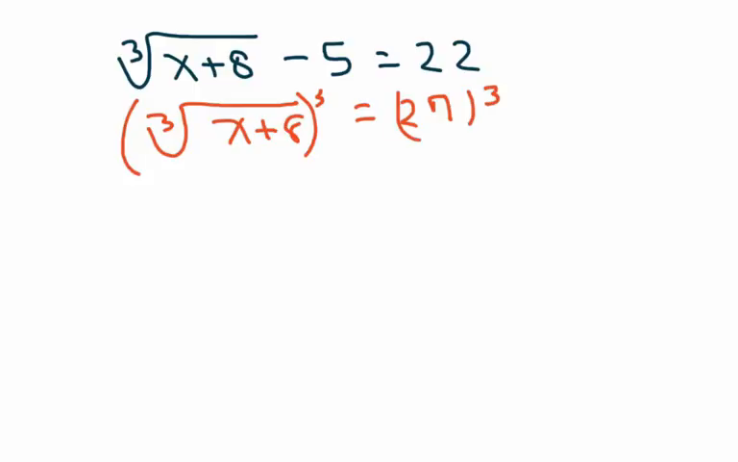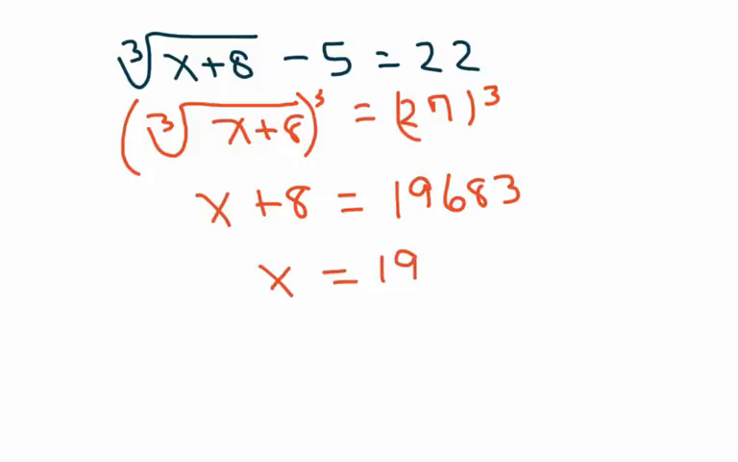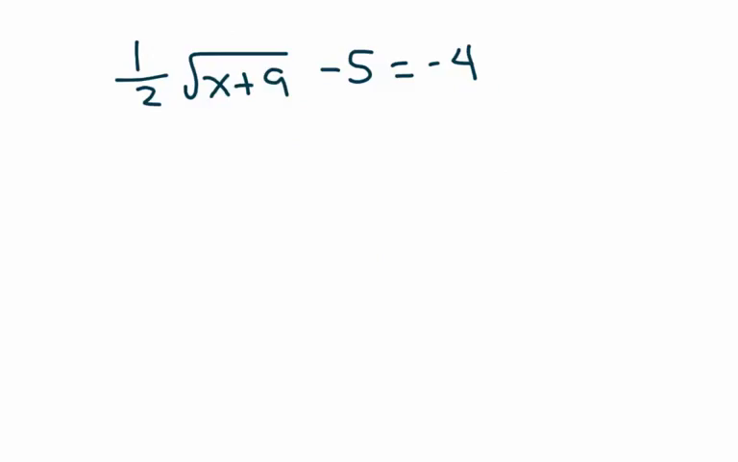And when I do that, I'm going to get x plus 8 equals, and I had to use a calculator for this, 19,683. Then I'm going to subtract 8 from both sides, and I get x equals 19,675. So that's how you would solve. So it's a cube root, you have to cube both sides. When it's a square root, you have to square both sides. So let's do another one.